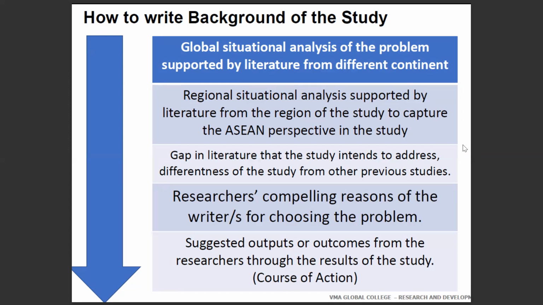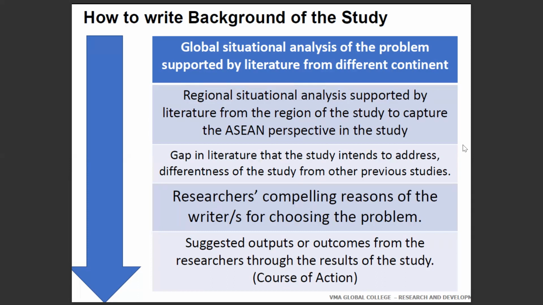And the last part must be the specific part of your background of the study, which will be your output or outcomes of the study. These are the suggested outputs or outcomes from the researchers through the result of the study. This is your course of action. Say, for example, this will serve as a basis for recommendation to the office concerned, such as the shipboard training office or concerns related to teaching and learning.